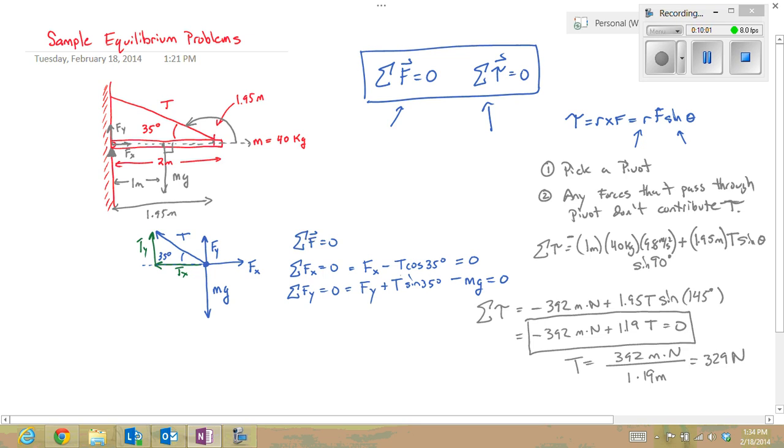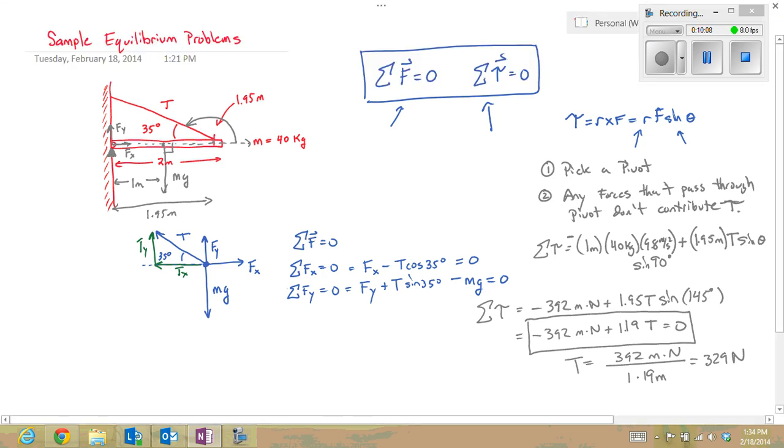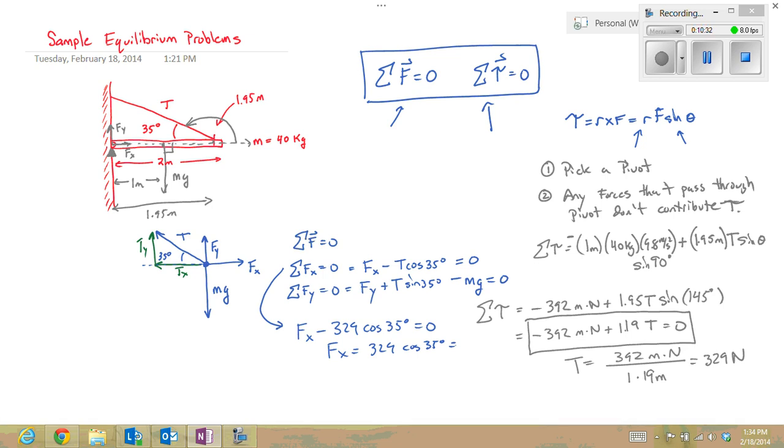That helps us because now that eliminates one of the unknowns from each of these equations. So I can take this top sum of the forces in the x direction equation and write it as Fx minus 329 cosine 35 degrees equals 0, or Fx is equal to 329 cosine 35 degrees, or 270 newtons.